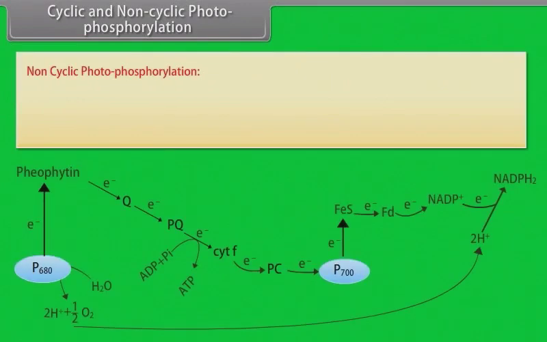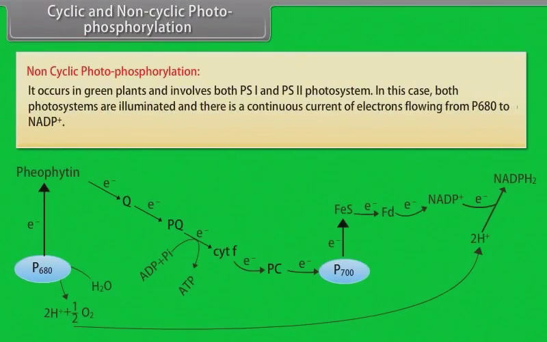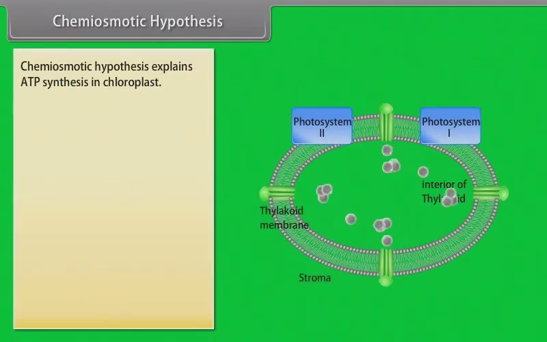Non-cyclic photophosphorylation. It occurs in green plants and involves both PS1 and PS2 photosystems. In this case, both photosystems are illuminated and there is a continuous current of electrons flowing from P680 to NADP+. Chemiosmotic hypothesis. Chemiosmotic hypothesis explains ATP synthesis in chloroplast.